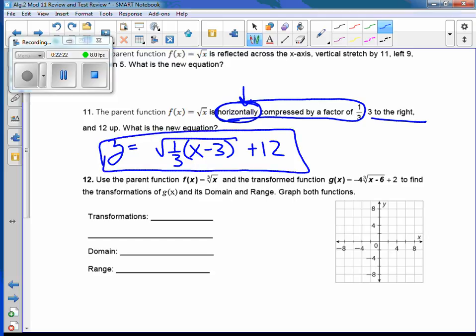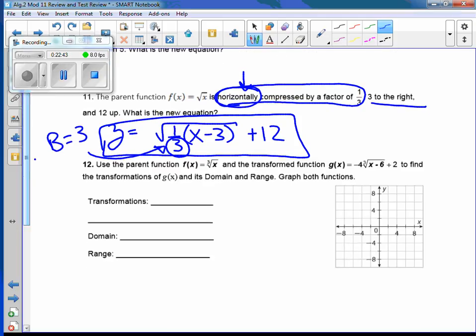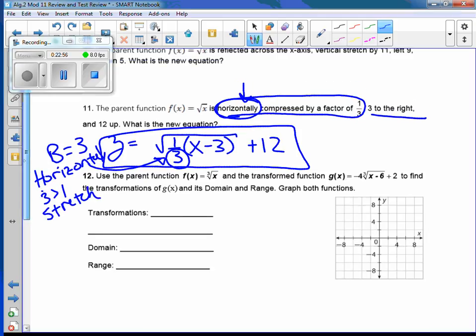Okay. By the way, if you're having trouble, just remember, b right here, b is actually the denominator. So that's actually the value of b, which is b is equal to 3. Because 3 is bigger than 1, that gives us a horizontal stretch. What do you know? There's a typo here.